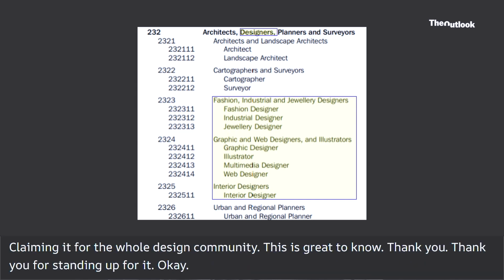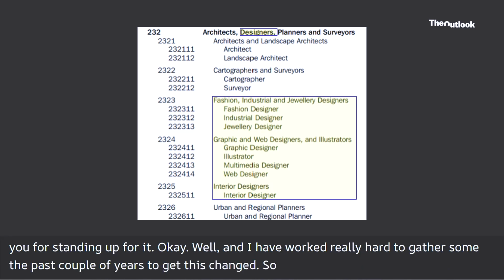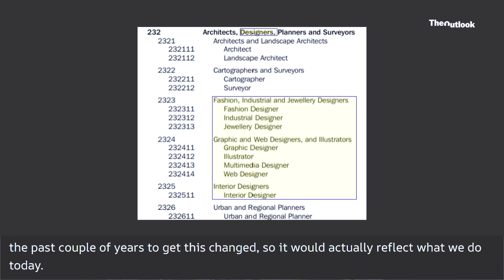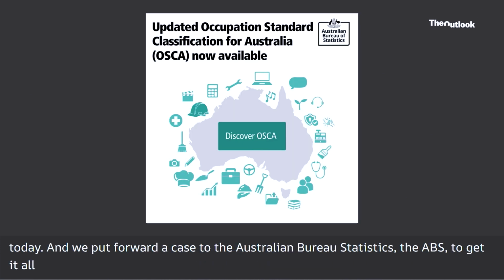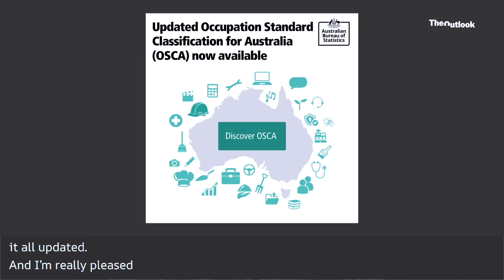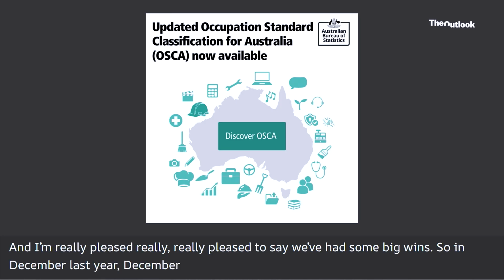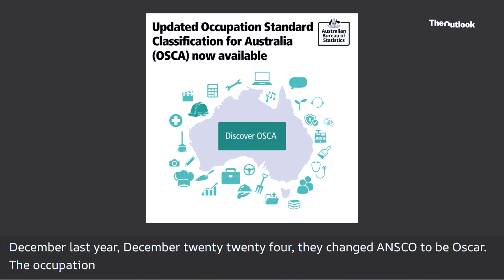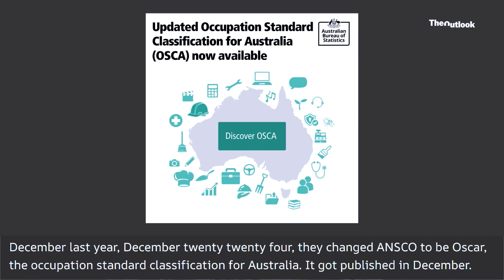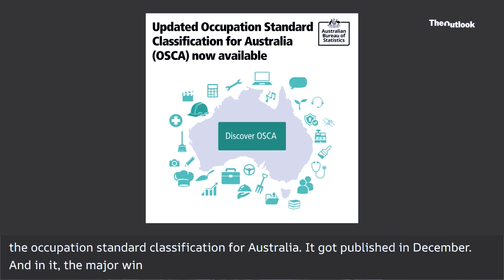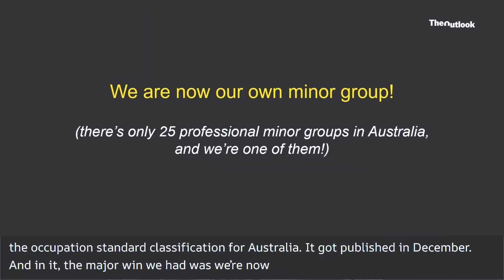Okay, well, Simon and I have worked really hard to gather some interest the past couple of years to get this changed, so it would actually reflect what we do today. And we put forward a case to the Australian Bureau of Statistics, the ABS, to get it all updated. And I'm really pleased to say we've had some big wins. So in December last year, December 2024, they changed ANZSCO to be OSCA, the Occupation Standard Classification for Australia. It got published in December. And in it, the major win we had was we're now our own minor group. Design is now its own minor group.